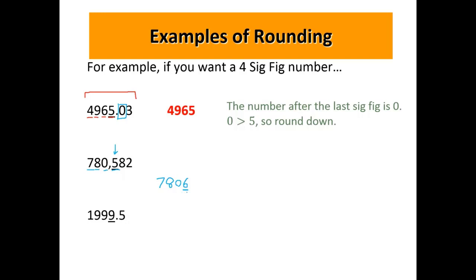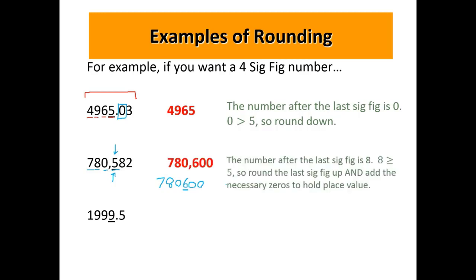We drop it down. Well, no, what I need to do is add zeros to hold place value. So if that 6 is supposed to be 600, I add 2 zeros so that it's 600. Because this was 780,582, right? So when I rounded it up, I have to round it to the nearest hundred, to the place value of that 5. So I add zeros to keep the place value the same.